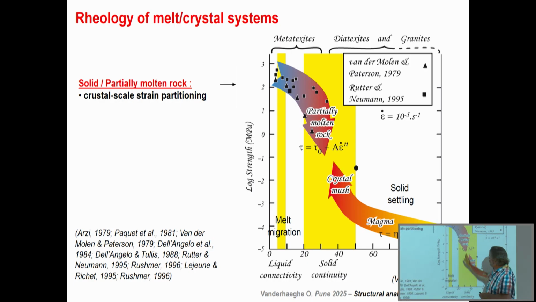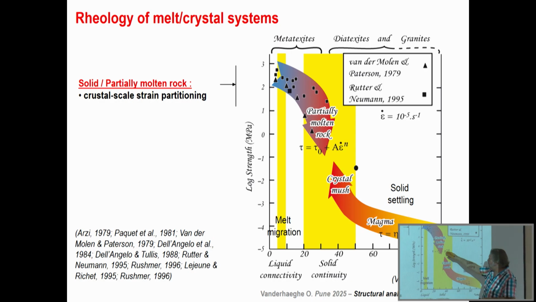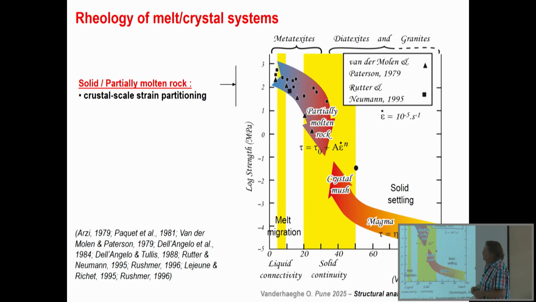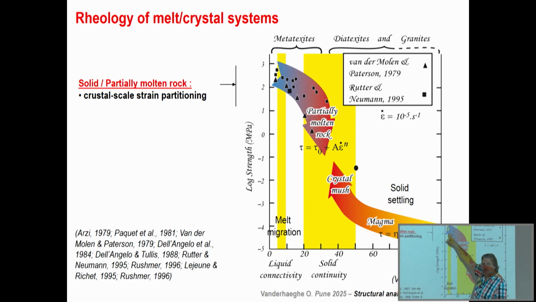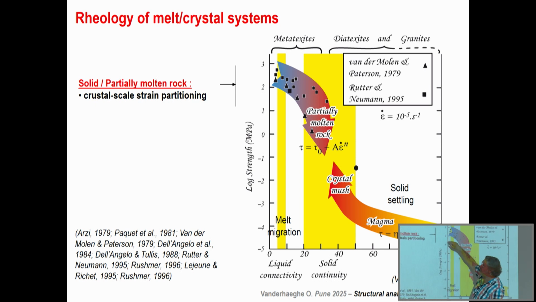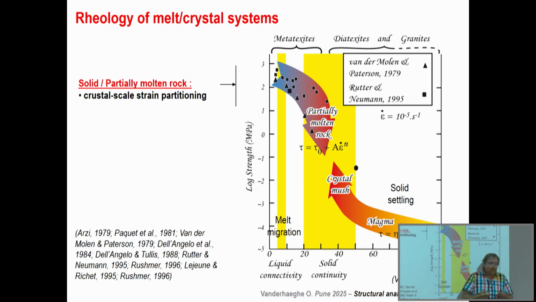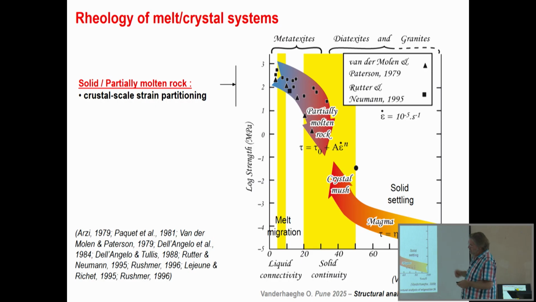And then there is a catastrophic drop of strength by 4, 5, 6 orders of magnitude at the transition from partially molten rocks to magmas. But this is a log scale. So the first 2 orders of magnitude are very important. These look in log scale much more important, but you go from 100,000 to 10,000. So that's a lot.